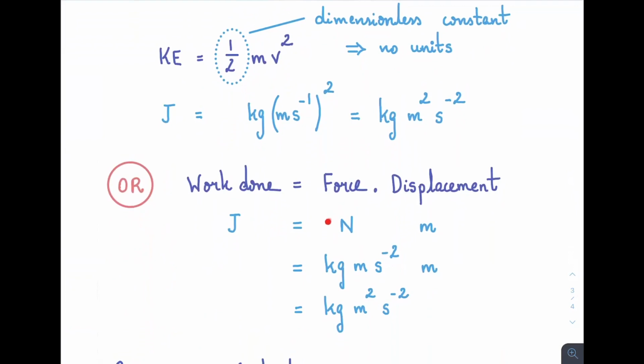And instead of the Newton, we write kilogram meter per second squared multiplied by meter. And we end up again with kilogram meter squared second to the -2. So in other words, it doesn't matter from where you start. If you stick to the correct working, you will end up with the correct result.